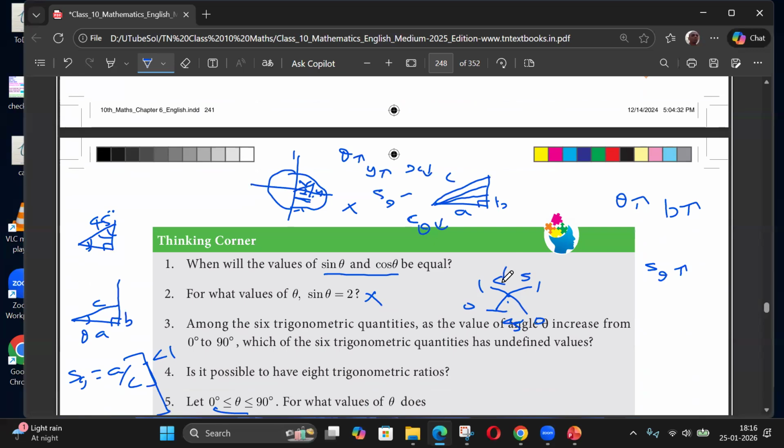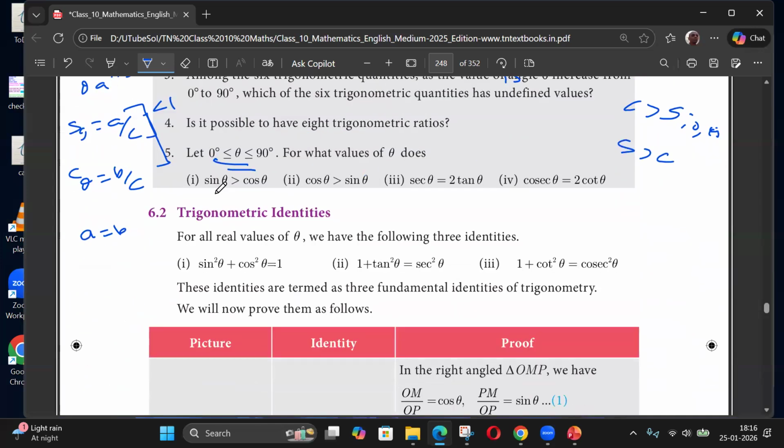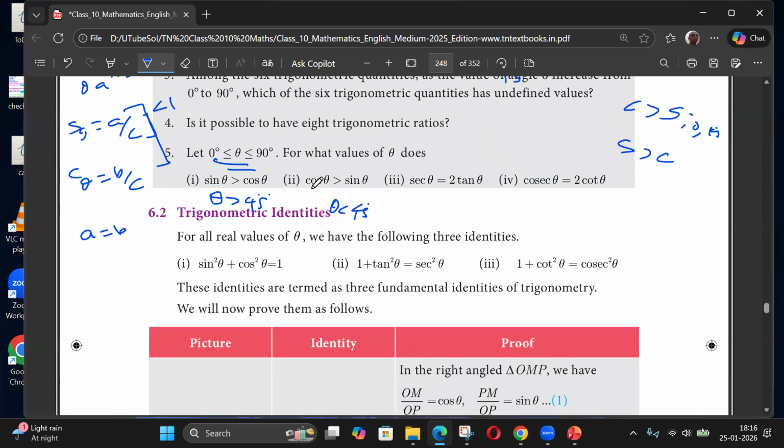Sine is increasing from 0 to 1, and cos is decreasing from 1 to 0. At 45 degrees, it is the same. If we take the first half, which one is more? Cos is more than sine for 0 to 45 degrees. In the second half, sine is greater because sine is picking up. So sine is greater than cos if theta is greater than 45 degrees and less than 90, in the first quadrant. Cos is more when theta is less than 45, between 0 and 45 degrees.